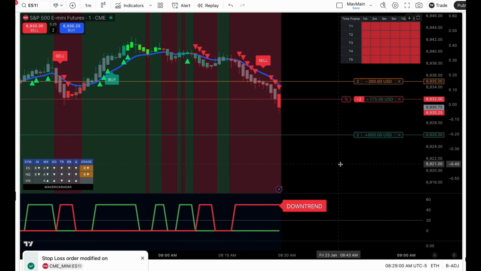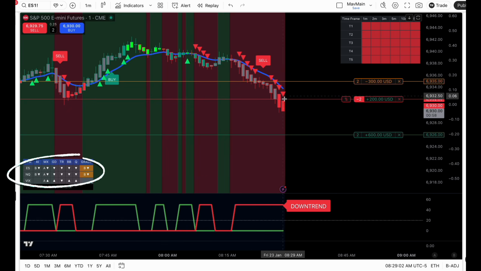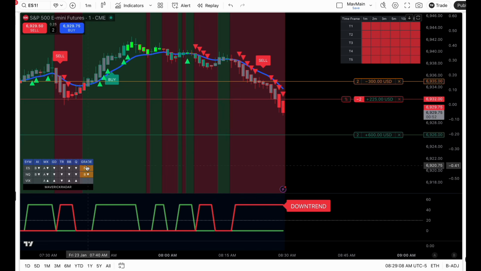And we should be getting almost an A grade. We don't have an A grade here because we don't have the Maverick AI Pro. We don't have pink candles. But NQ and ES are both a down B grade. You have a red background, which is saying bears are in control. This is the bear bull background. The bears are in control.